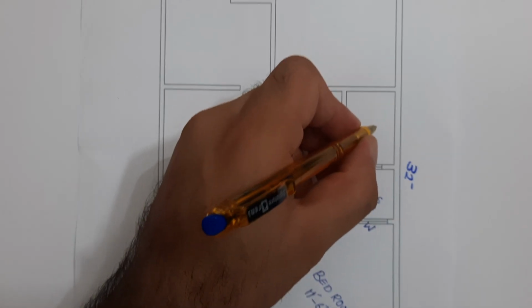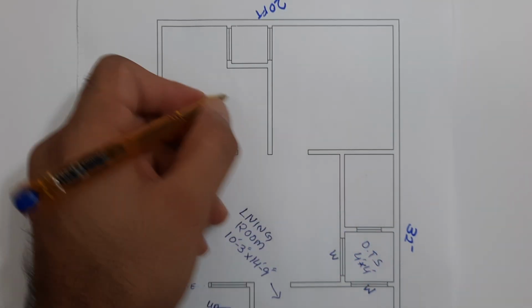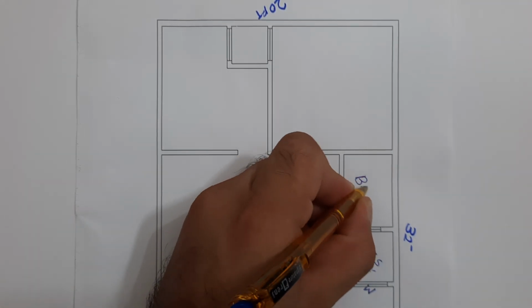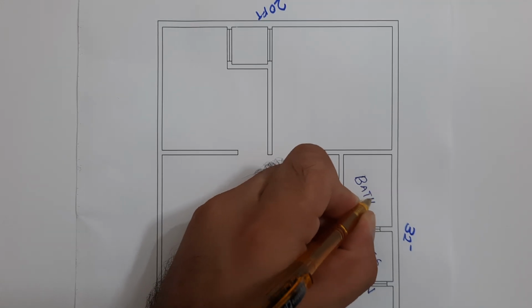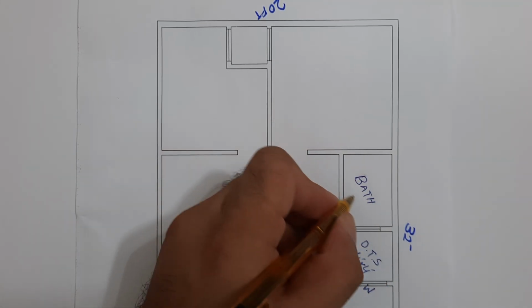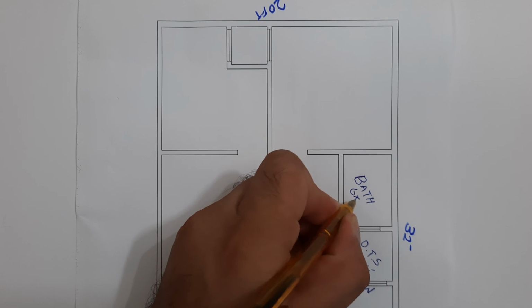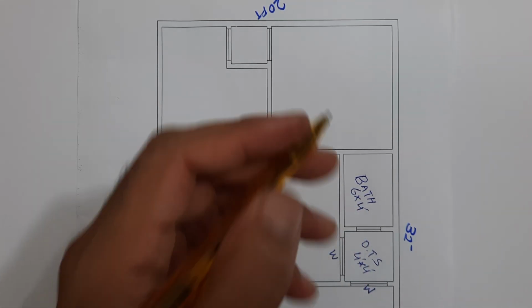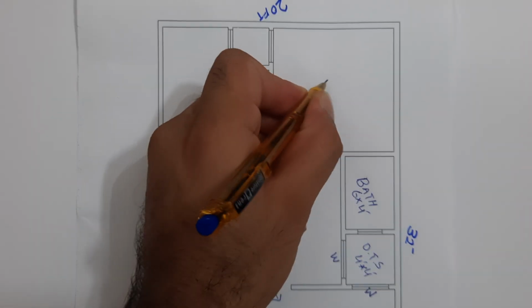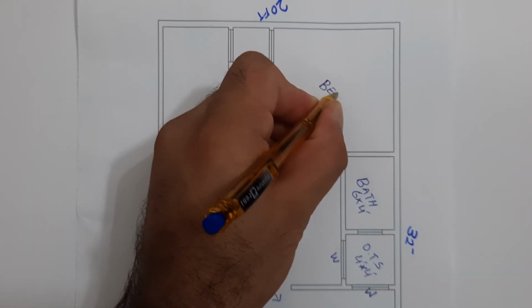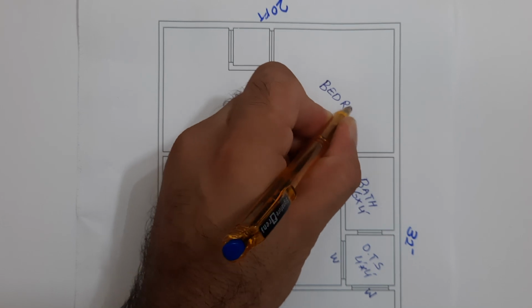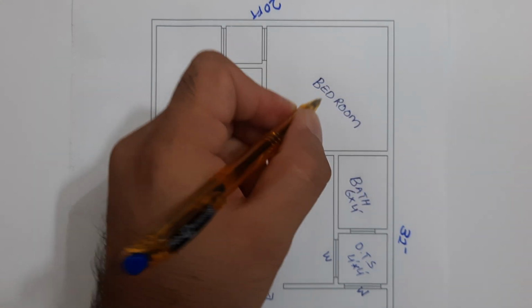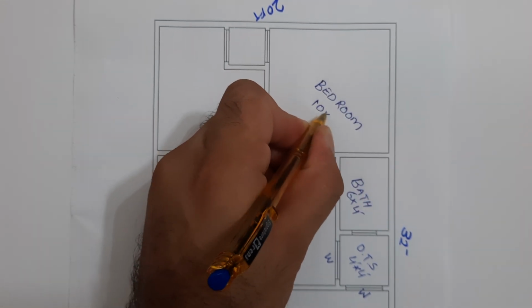So guys, this is a bath. Size of this bath is 6 feet by 4 feet. Okay, next guys, you can see this is the second bedroom. Size of this bedroom is 10 feet by 10 feet.